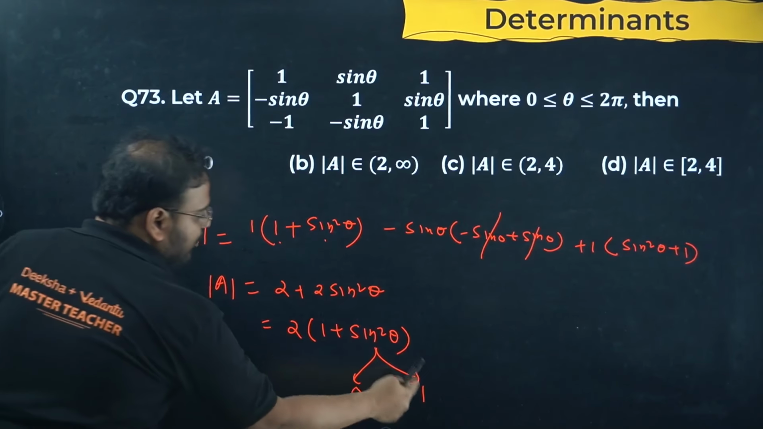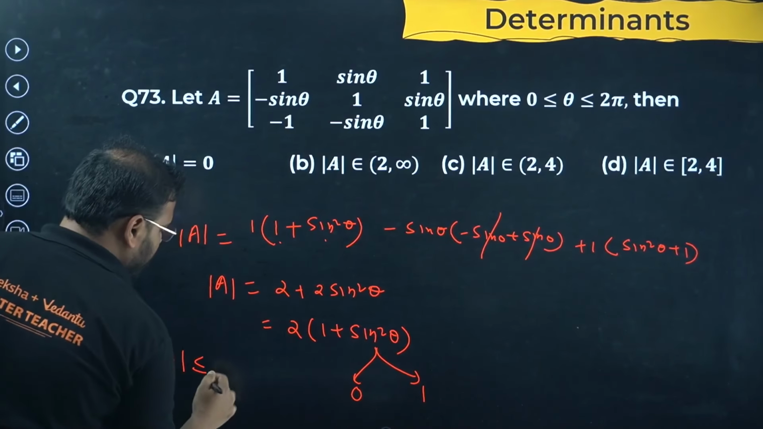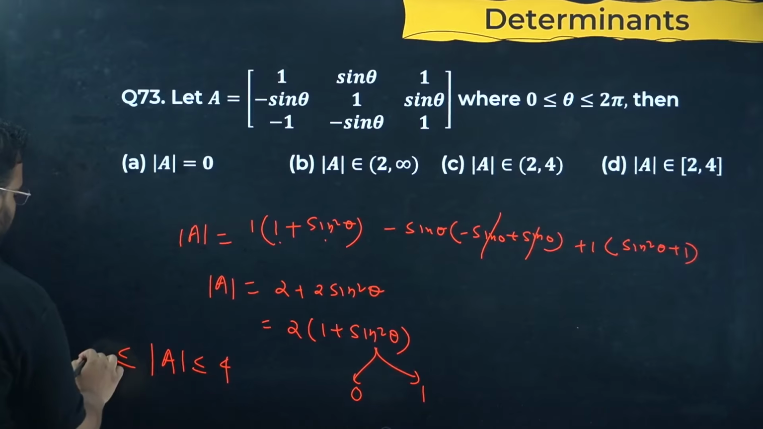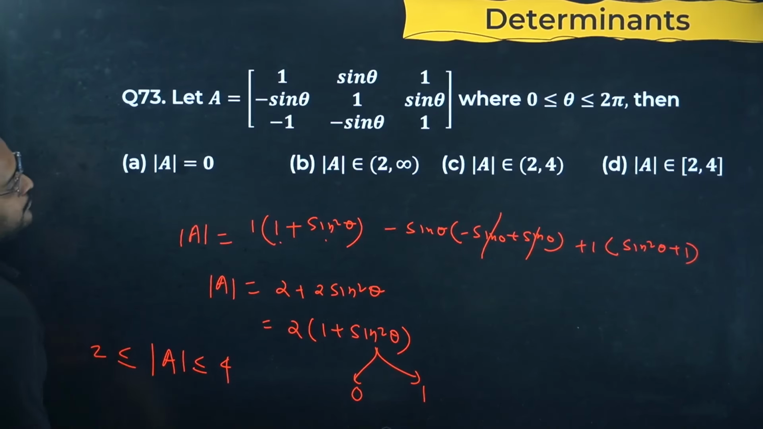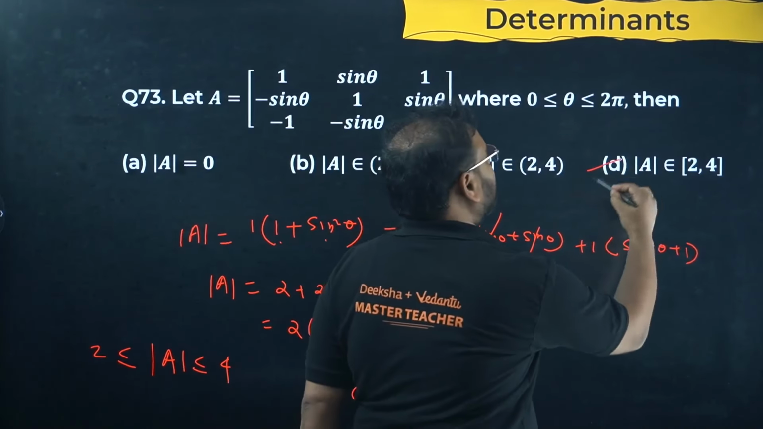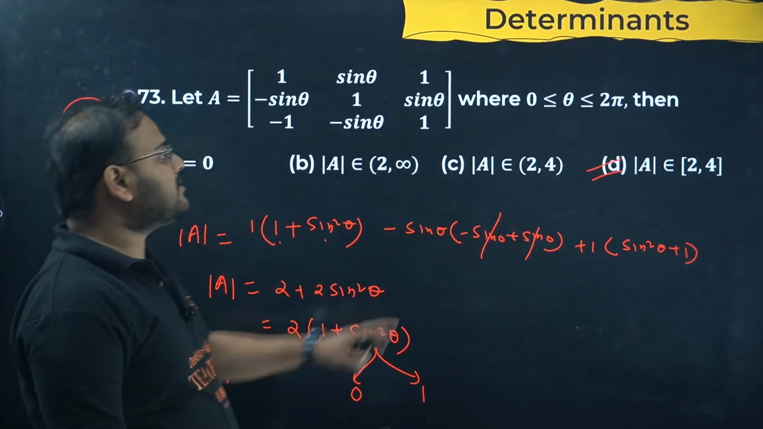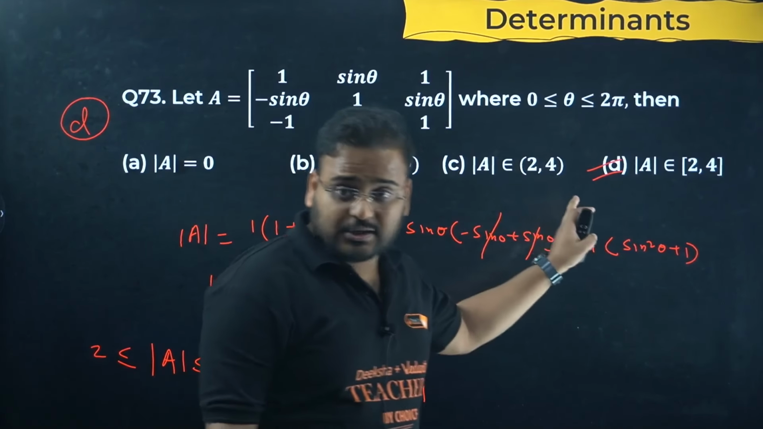Check it out. When you put it as 1, it will become 1 plus 1 is 2 into 2, 4. When you put it as 0, it will become 2 into 1 plus 0. So, answer is 2 to 4. Both of these are closed intervals, not open intervals. These mistakes you have to avoid. This is open means 2 and 4 are not inclusive. It is inclusive. Please check.